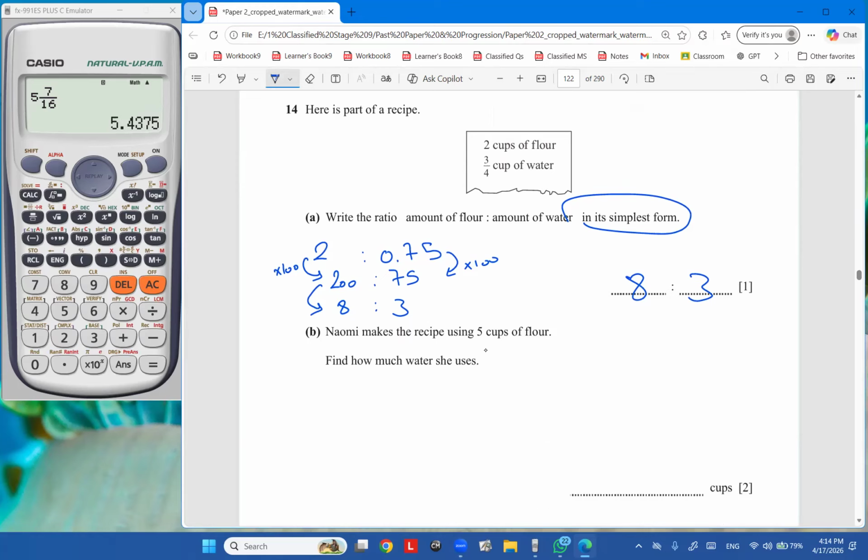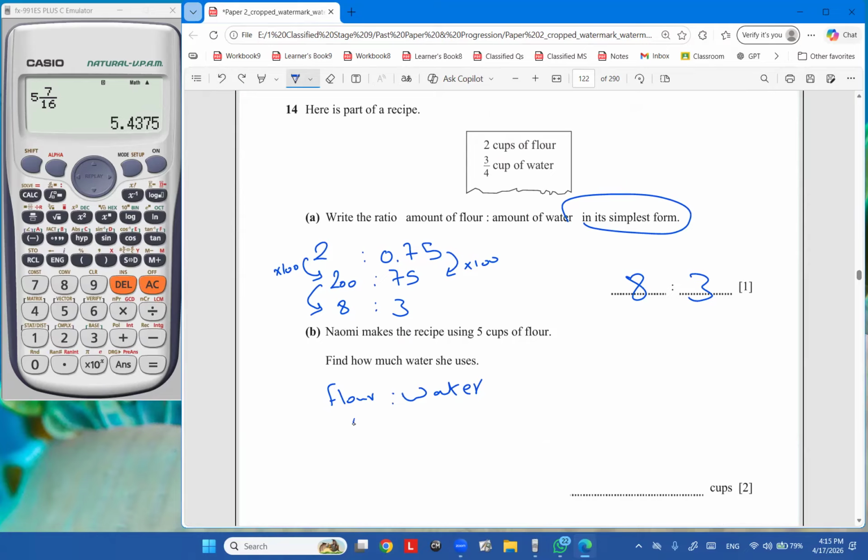Naomi makes the recipe using 5 cups of flour. So here we agreed the flour, and here we have the water. It is 2 to 3 quarters, but we simplified this already into 8 to 3, right? Even if you didn't simplify it correctly and you want to go back to 2 to 3 quarters, it doesn't actually matter. You can do this. Those who would like to write here 2 and here 3 quarters or 0.75, it's fine.